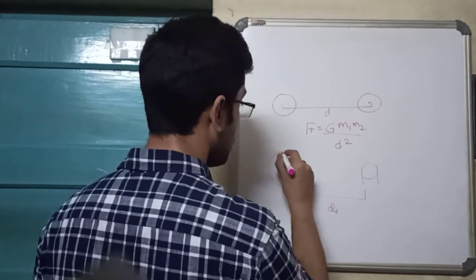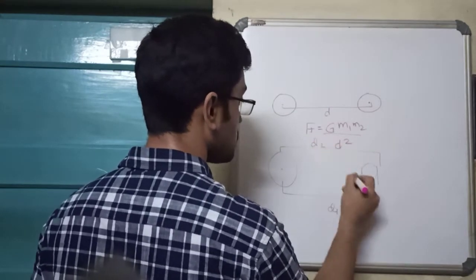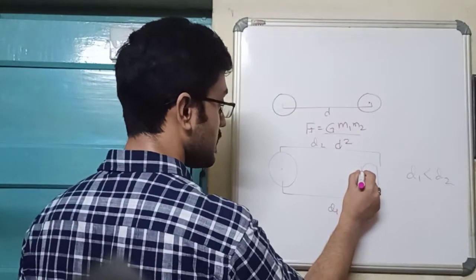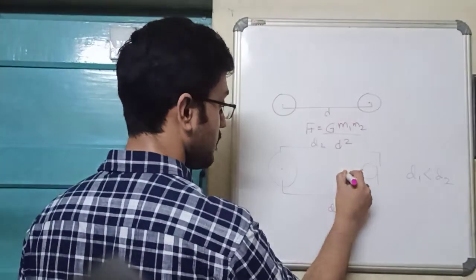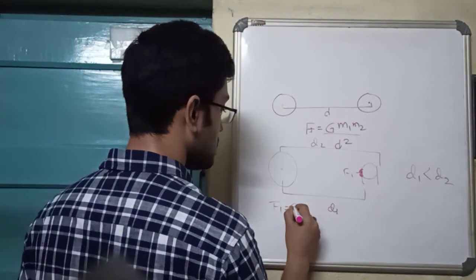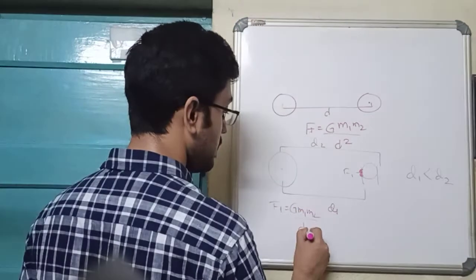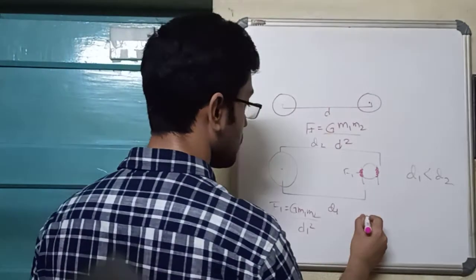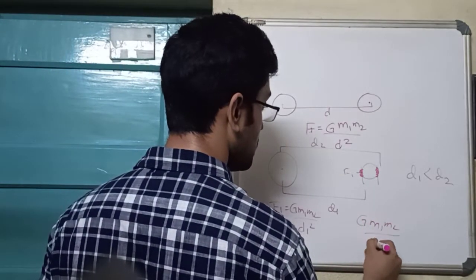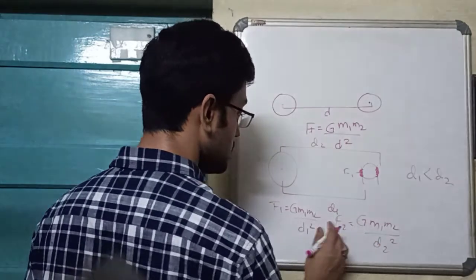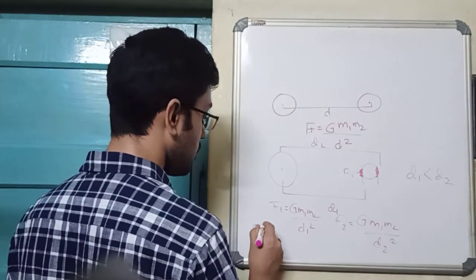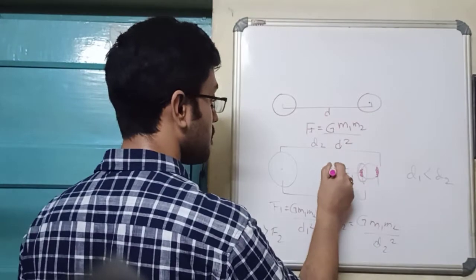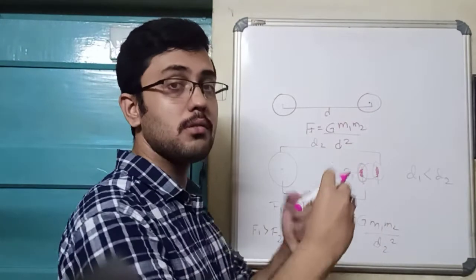So say this distance be d1 and this distance be d2. So obviously we can see d1 is smaller than d2. Therefore, if I say that the force that this closest surface is facing is F1, then F1 is G m1 m2 by d1 square, and the force this distant surface is facing due to this body would be G m1 m2 by d2 square. Now since d1 is smaller than d2, obviously F1 will be bigger than F2, so the near side of the planet will face a greater amount of force than the further side, and that will lead to a rupture of the planet.